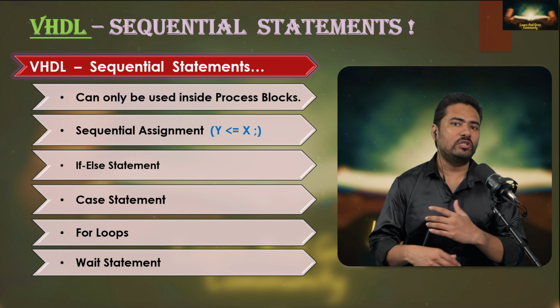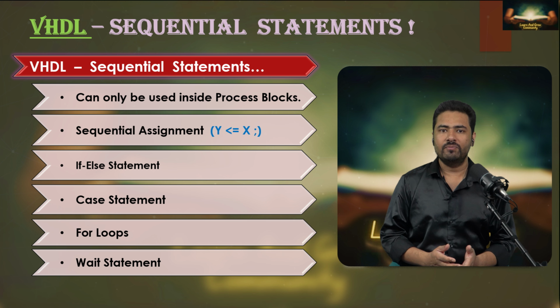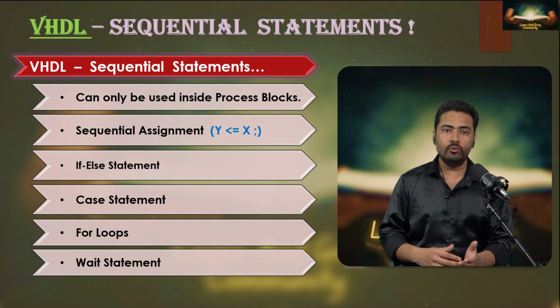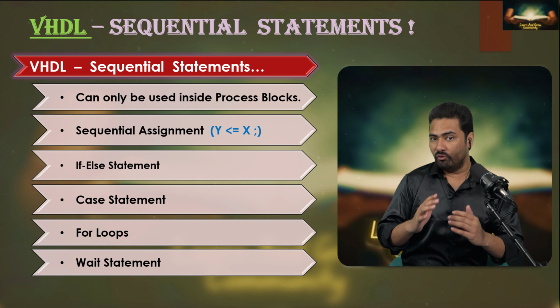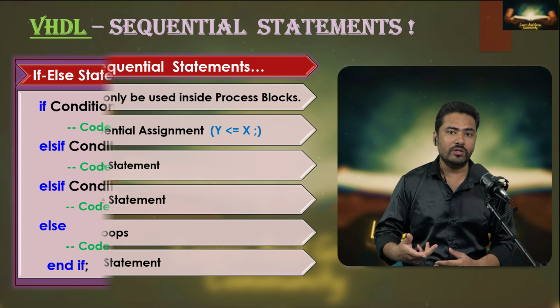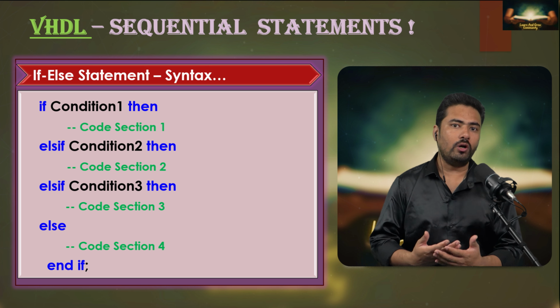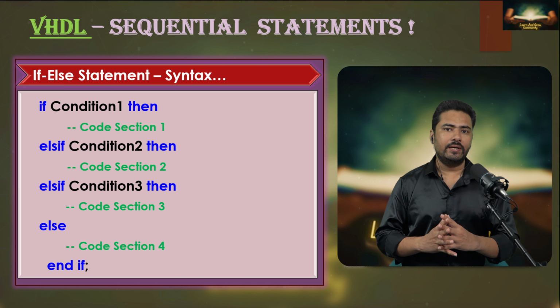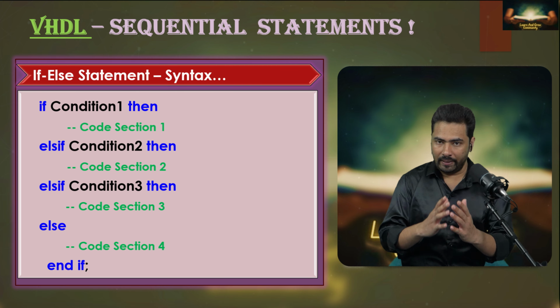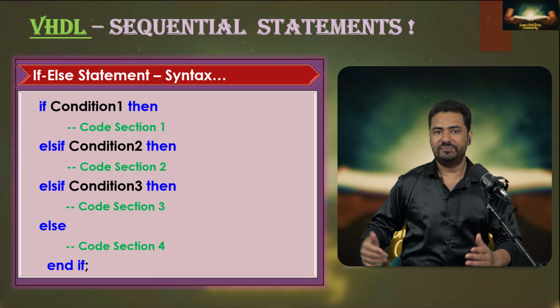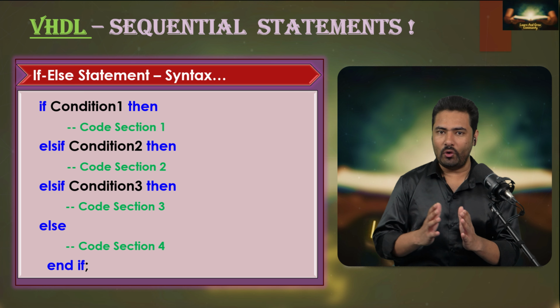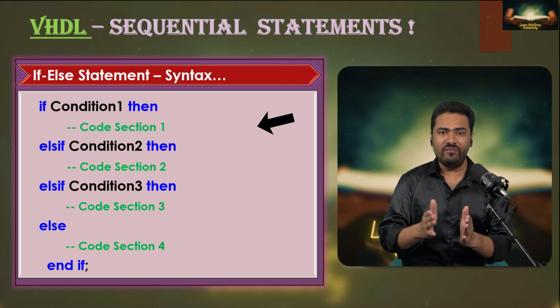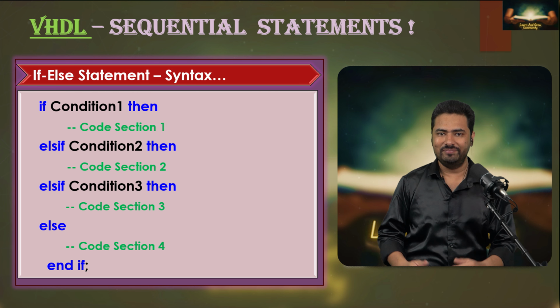Do not worry, we will talk about them later in this series to tell you when to use sequential execution and when to use concurrent execution. But first, we will talk about if-else statement in VHDL. The if statement provides a way of branching on conditions. Here is the structure or syntax of a typical if statement in VHDL.